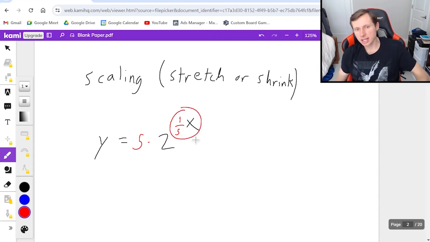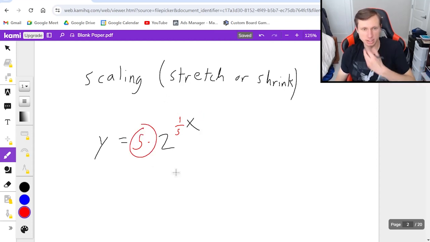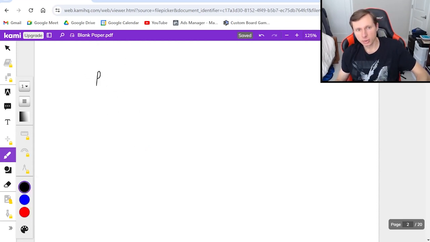Putting it next to the x is a little more advanced, so I'm not going to cover it in this video, but I will talk about putting the 5 in front, because that's the same thing as the a term we were just talking about a minute ago. And then the last thing you can do is you can have a reflection.